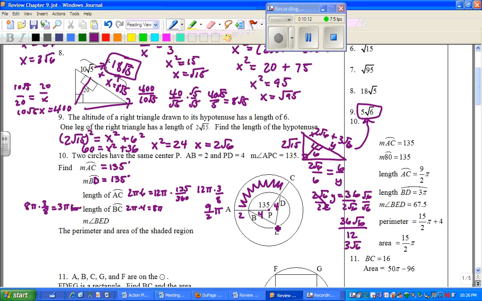And how much is BED? Well, BED is on the circle. It opens up to arc 135, so it's half of that, and that's 67.5 degrees for that answer.